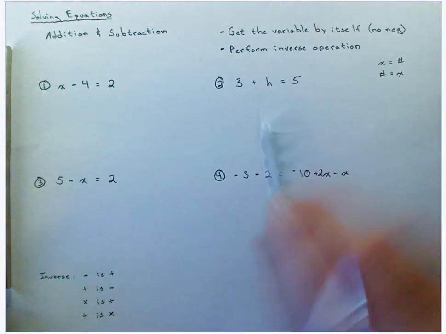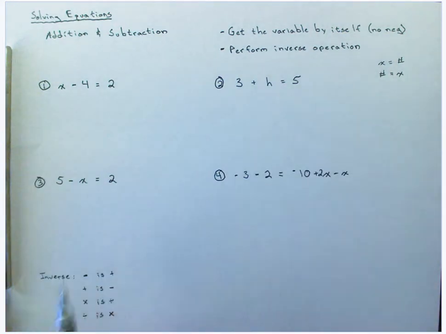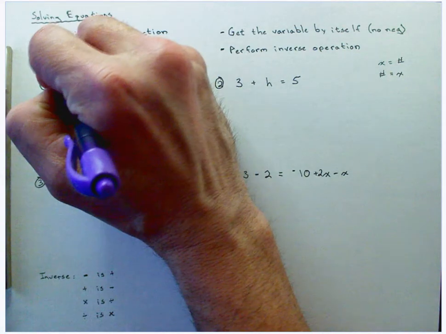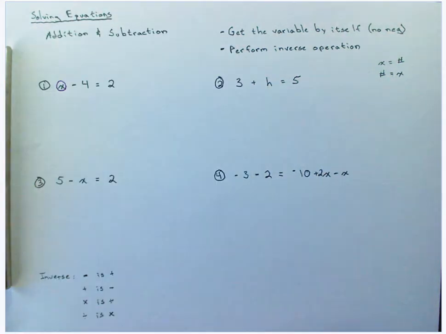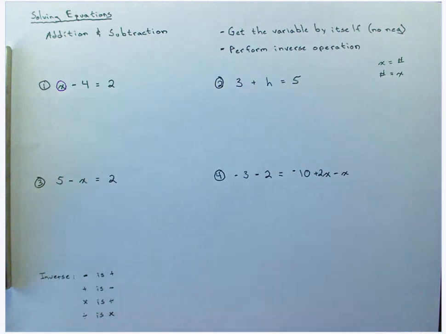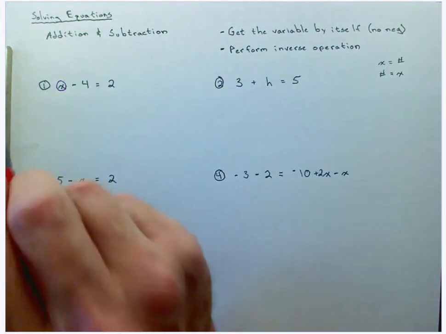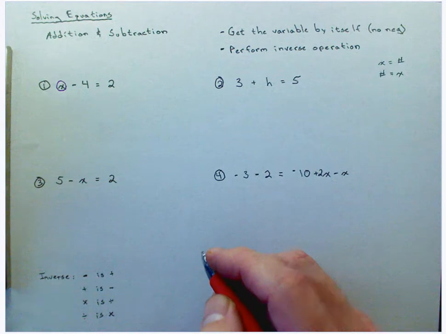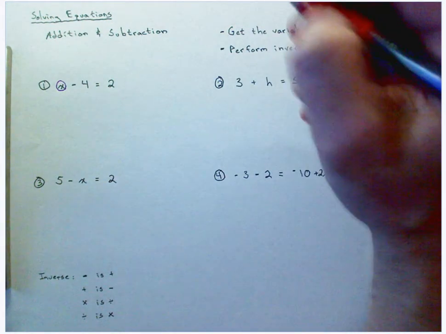So let's take what we just talked about and put it into practice with one of our problems. We'll look at problem number 1. I want to get x by itself. I need to get that 4 away from x. So I look at the 4. This is a negative 4. So what is the opposite of a negative 4? A positive 4. Whenever I add and subtract, the number that I'm trying to create is a 0.